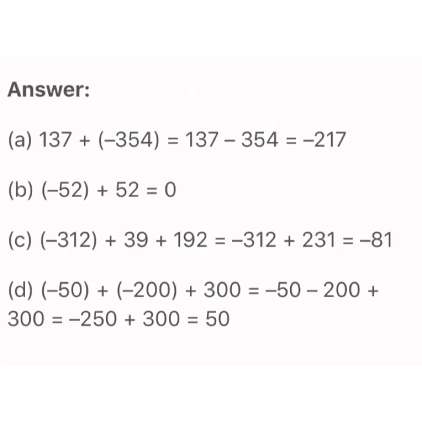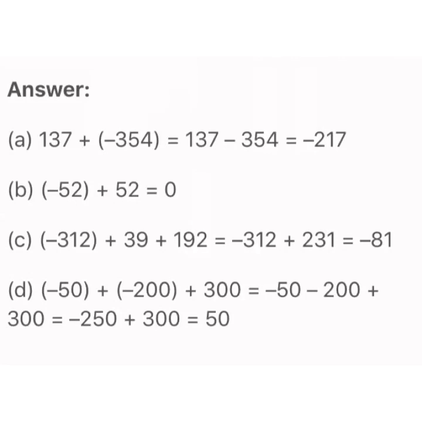Now minus 312 plus 231. Children, here again 312 is a negative integer and it is greater than the positive integer. So we will subtract, and the answer is minus 81 because the negative integer is greater than the positive integer.